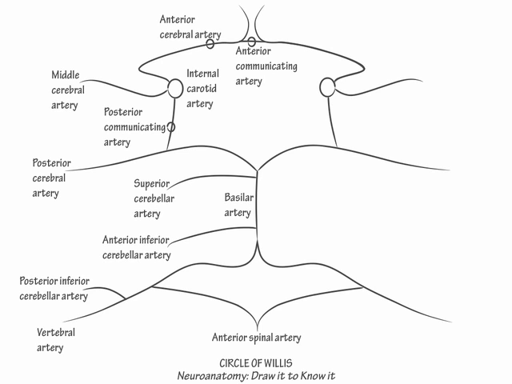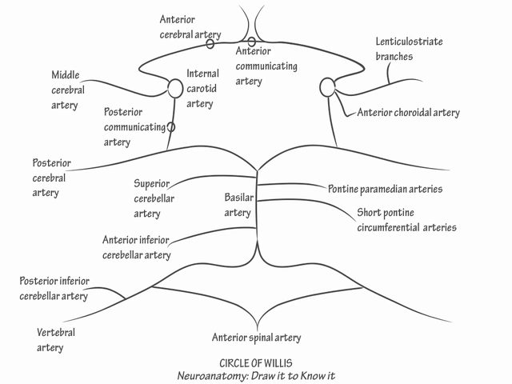Now draw the lenticulostriate branches of the middle cerebral artery. Then draw the anterior choroidal branch of the internal carotid artery. Finally, draw the basilar perforators, the pontine paramedian arteries, the short pontine circumferential arteries, and the long pontine circumferential arteries. This concludes our diagram.